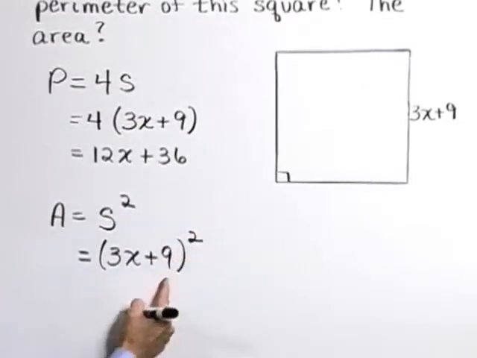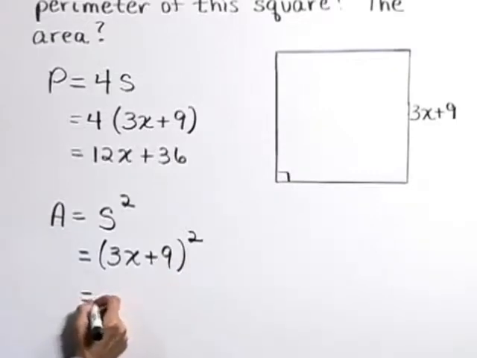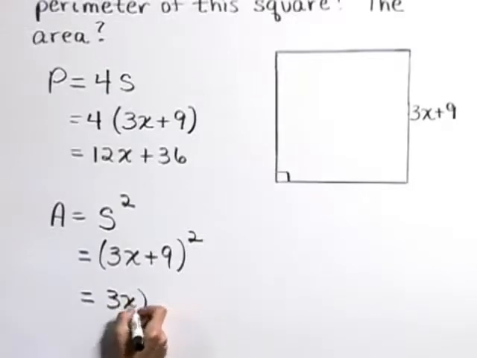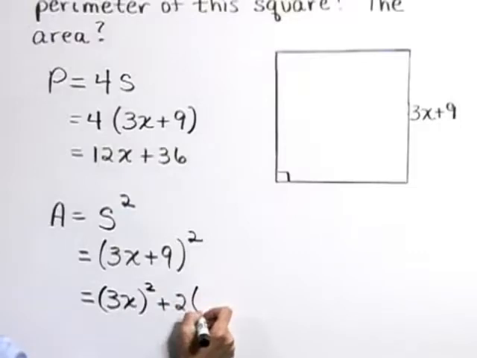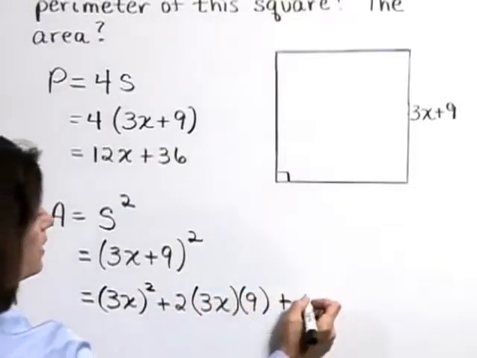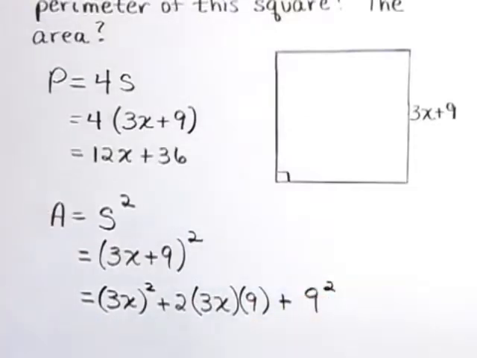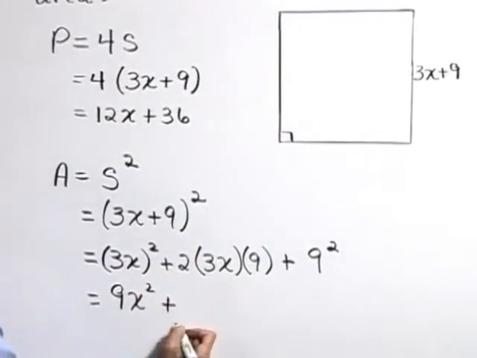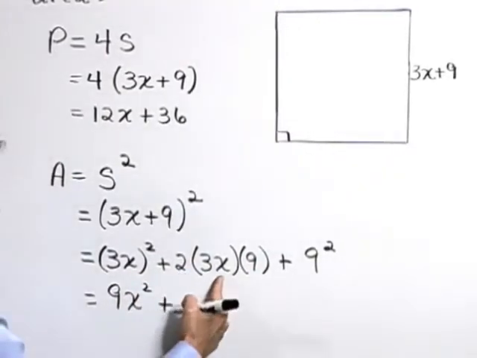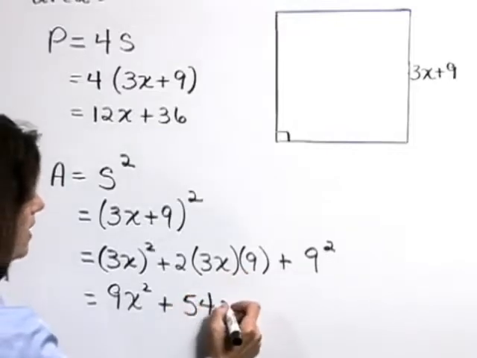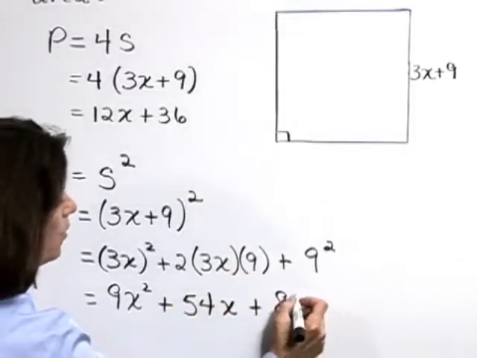quantity squared, and let's go ahead and square this binomial. To square a binomial, we take the first term, which is 3x, and square it, plus 2 times the product of the first term and the last term, plus the last term squared. That's 9x squared plus 2 times 3x is 6x times 9 is 54x plus 81.